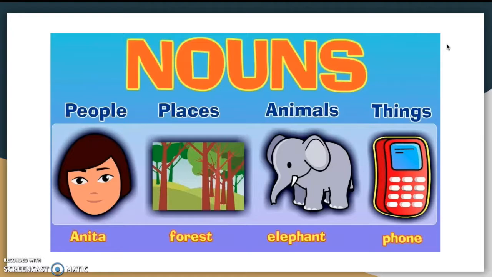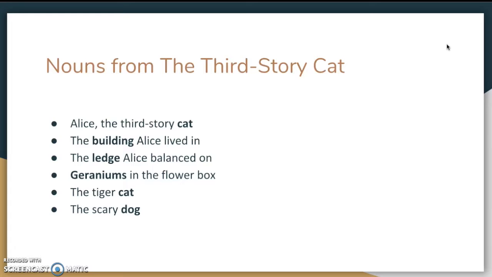Now let's go over the nouns that you would probably see in the book that we read, The Third Story Cat. Alice is the third story cat, the main character of the story. A character is a person or an animal in this case. The building Alice lived in would be the thing, a noun. The ledge is also a thing, which would also be a noun, which Alice balanced on. Geraniums in the flower box. The tiger cat and the scary dog.